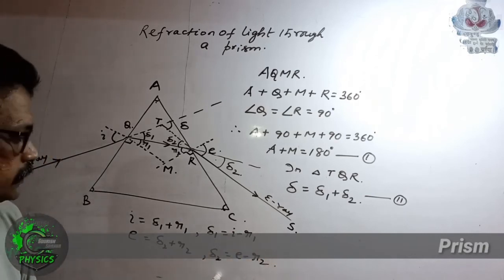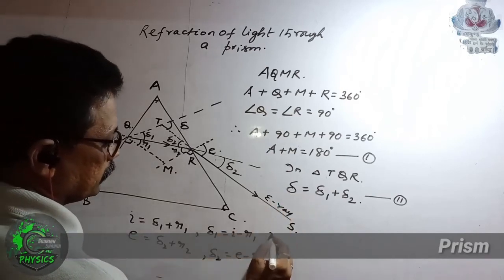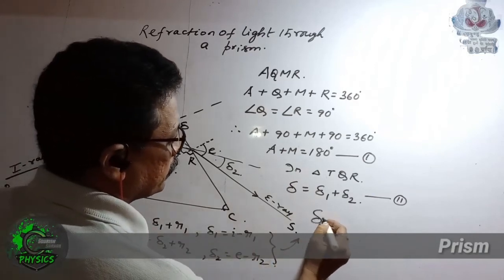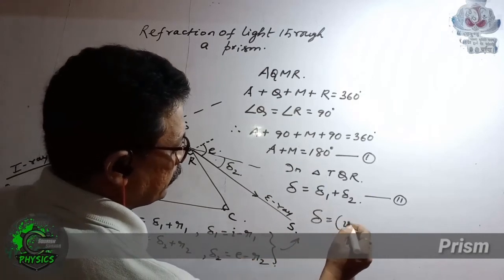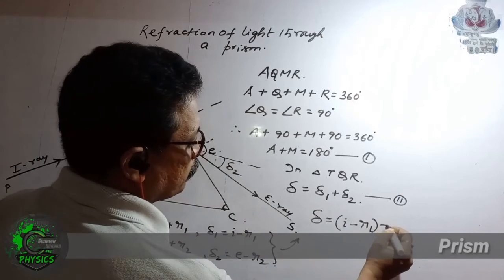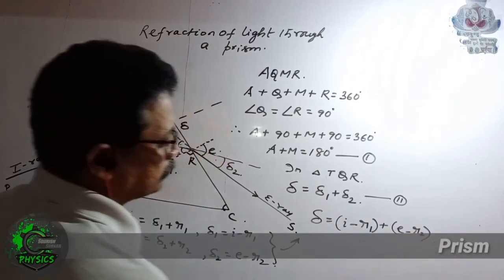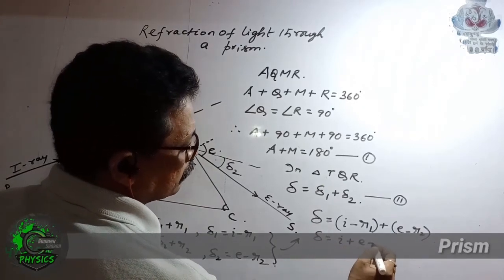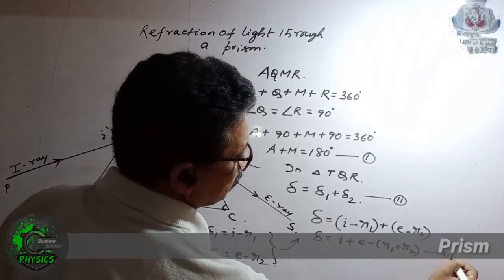Now let us substitute the values of delta 1 and delta 2 in equation 2. So what we get? Delta equals, in place of delta 1 I write I minus R1 and in place of delta 2 I write E minus R2. So delta equals I plus E minus (R1 plus R2). This is equation 3.